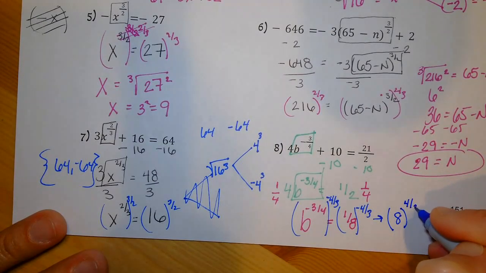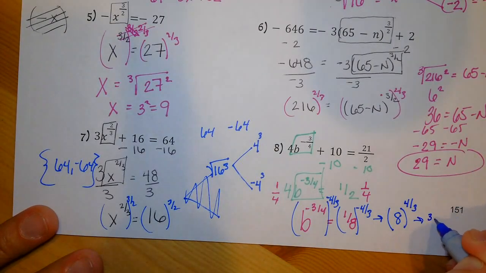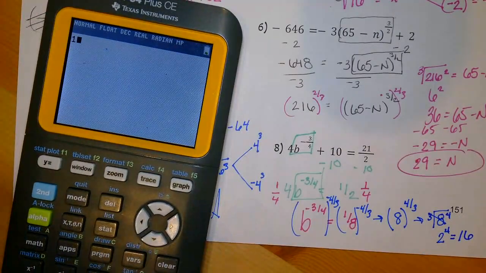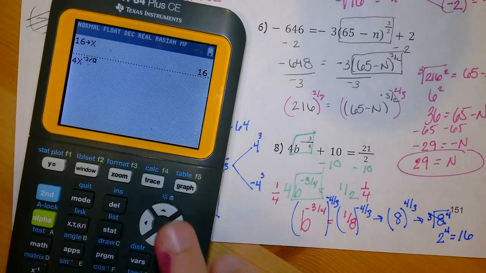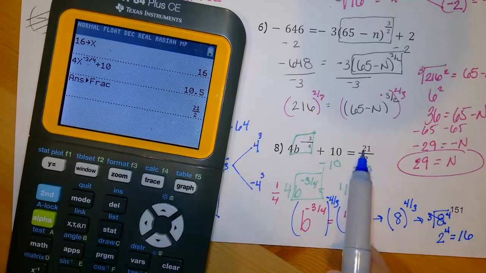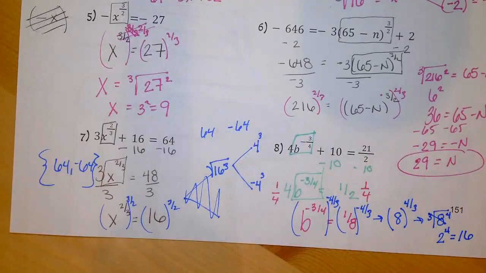So I have 8 to the 4/3. Instead of 1/8 to the -4/3, I really have 8 to the 4/3, which is then the cubed root of 8 to the 4th. The cubed root of 8 is 2. 2 to the 4th is 16. And let's go ahead and do one final check. 16 stored into x. 4x to the -3/4 plus 10 gets me 10.5 or 21/2. And we got it. So I think this is kind of a fun little topic.